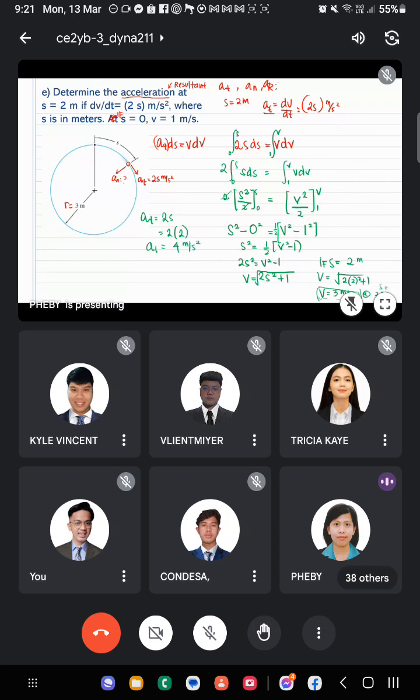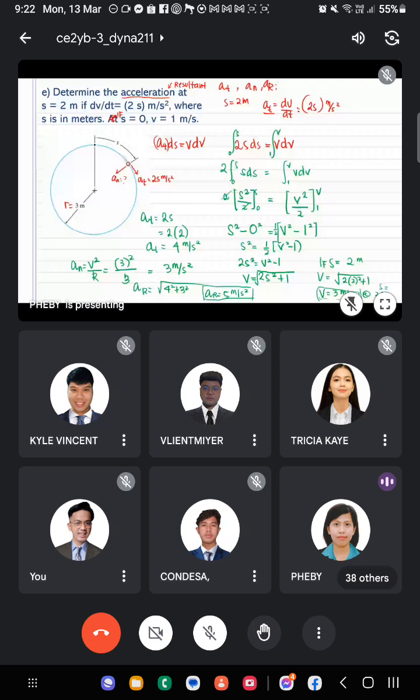And then, for normal naman, a_n is velocity squared over r. And our velocity here is 3 meters per second. So, 3 squared over 3. Therefore, this is 3 meters per second squared sa ating a_n. So, kaya ang ating resultant acceleration is the square root of 4 squared plus 3 squared, or a_R is 5 meters per second squared. So, that's our letter E problem. Resultant acceleration yung hinahanap, so 5 meters per second squared.